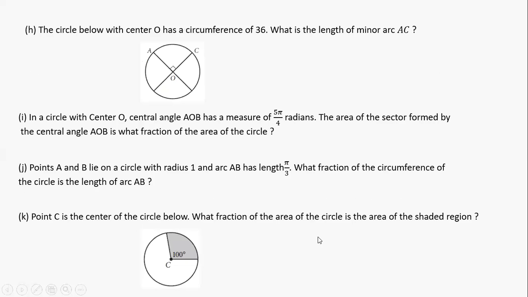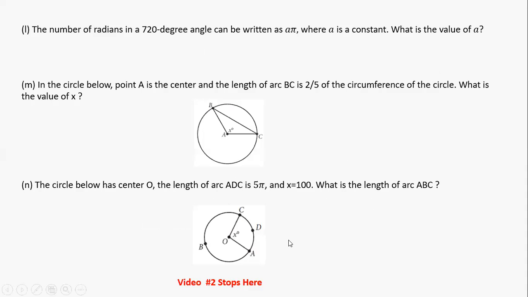So here is our second video. That's what we're going to finish today. We're going to take a look at the proportion of the arc length to the circumference, and the sector area to the whole area. So we have 7 problems to do here. Okay, so let me go to the whiteboard and we can start to work on this.